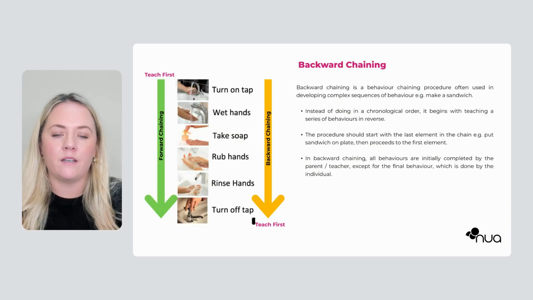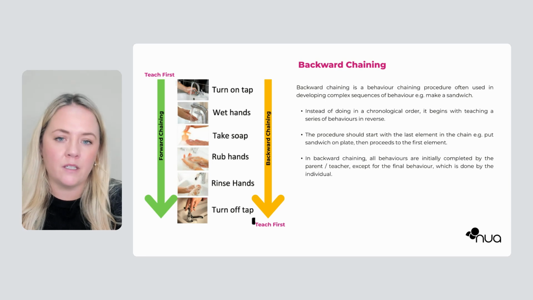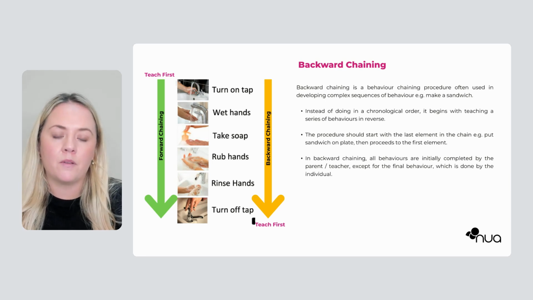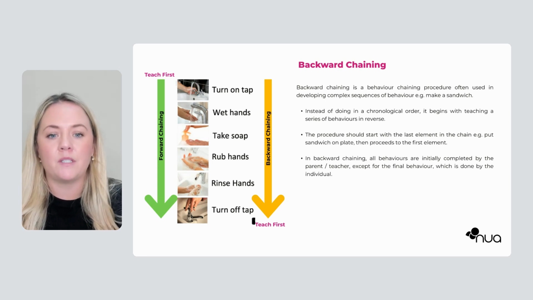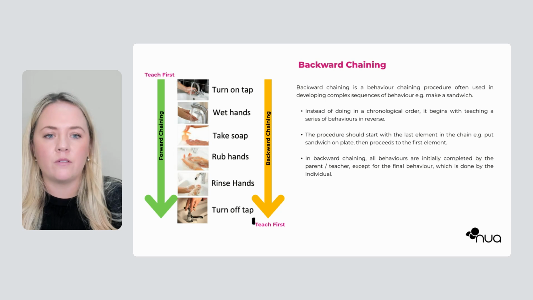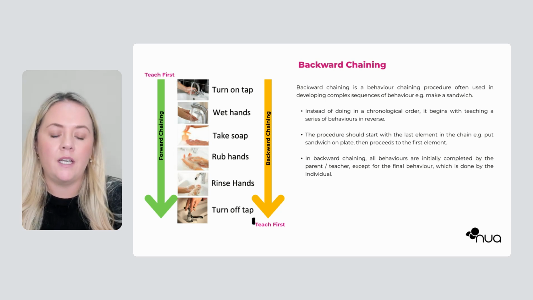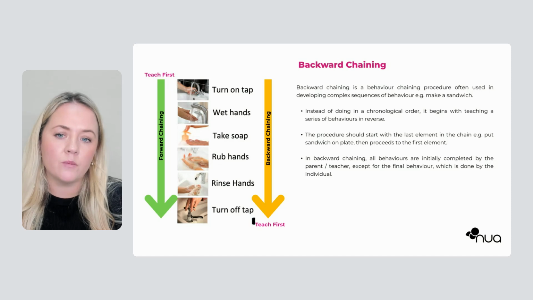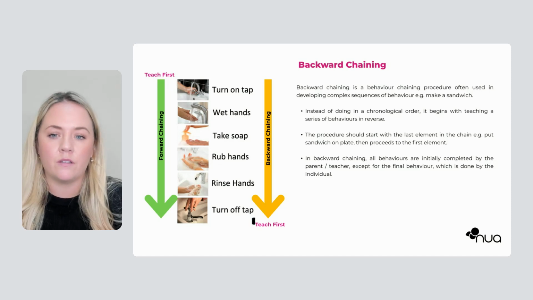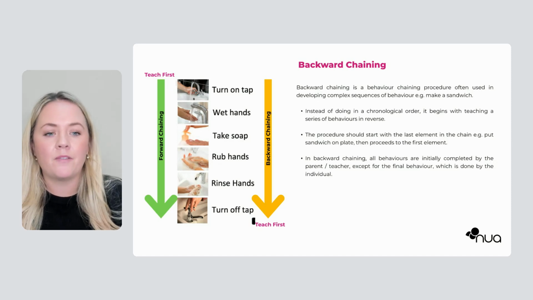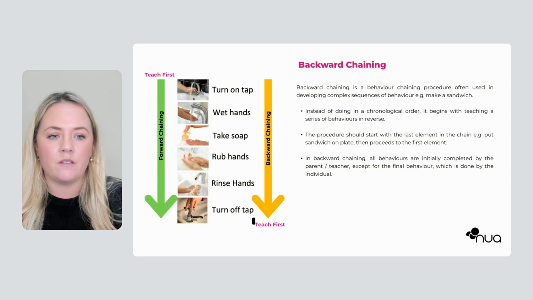So, backward chaining then is basically the opposite of forward chaining. With forward chaining, we're starting with the first step and teaching sequentially to the last step, whereas with backward chaining, we're starting with the last step and teaching backwards to the first step. So instead of doing it in chronological order, it begins with teaching the series of behaviors in reverse. And in backward chaining, all the behaviors are initially completed by the person supporting, so the parent, teacher, or care worker, except for the final behavior, which is done by the individual.